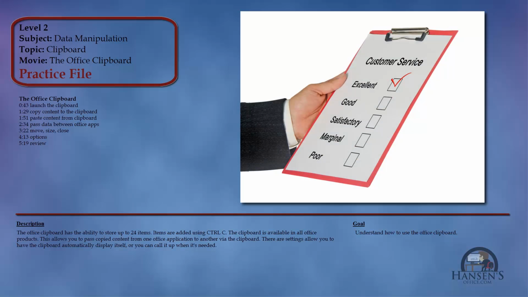So we're going to talk about the Office Clipboard, which is sort of the engine behind all of this cutting and pasting and copying we've been doing for the last few movies. We're going to launch the Office Clipboard, show you what it is, copy content into the clipboard. We can paste content from the clipboard into the worksheet. We can paste it multiple times. We can paste all of the items in the clipboard, and you can have up to 24 in the clipboard. We can pass data between the Office applications. We can move, resize, and close the Office Clipboard. And then finally, we have a couple of options as to whether the Office Clipboard will be displayed automatically or not.